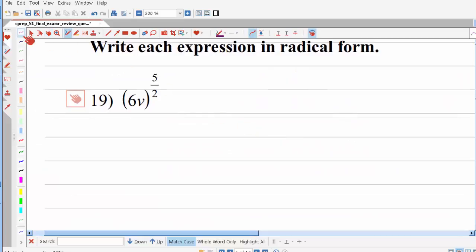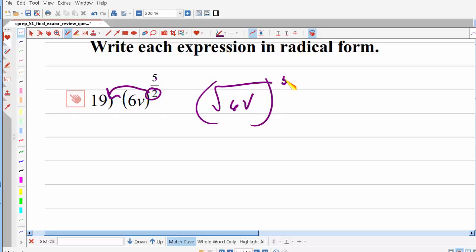Okay, now we're going the other way. So write in radical form. So I know the 6v is going to be under the radical. The 2 becomes the index, and the 5 becomes the power. So I would write square root of 6v to the 5th power. And since it's the square root, I don't even need to write the 2 as the index. It's assumed if you have nothing that you're talking about the square root.